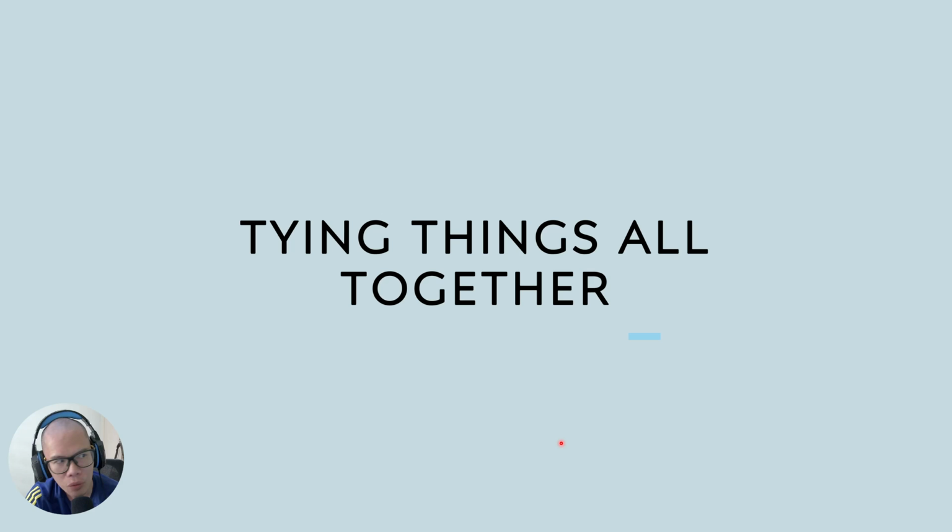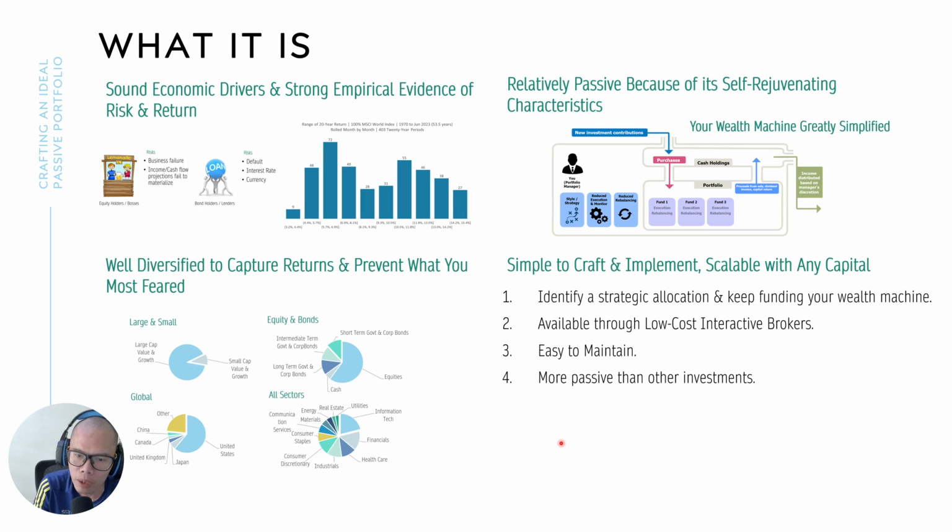Now, I've said a lot already. This is probably the end of the presentation already. And how do we tie all these things together? The way that I look at these portfolios, be it strategic portfolios that you do yourself, creating an equity and bond mix through a brokerage platform, or getting strategic portfolios from some of these companies, is that you're buying something with these four things. Sound economic drivers and strong empirical evidence of risk and return. We showed this today. Okay, well diversified to capture returns and prevent what you most fear. You're taking compensated risks, but it also has characteristics that prevent you from some things that you fear a lot of, which you might not be aware of. So we fleshed this one out today.